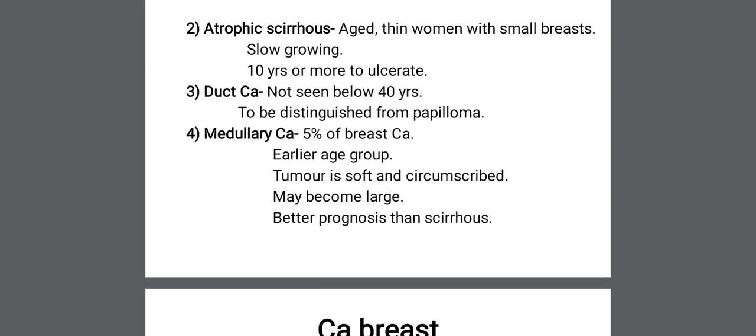Next clinical type is medullary carcinoma. It accounts for about 5% of breast cancer, and it affects an earlier age group than the average. The primary tumor is soft, circumscribed, and may attain a large size. The prognosis is more favorable than for the commoner scirrhous type. Once again I will repeat, medullary carcinoma accounts for about 5% of all breast cancer. It affects the earlier age group. The tumor is soft and circumscribed. It may become larger, and it has a better prognosis than scirrhous type.